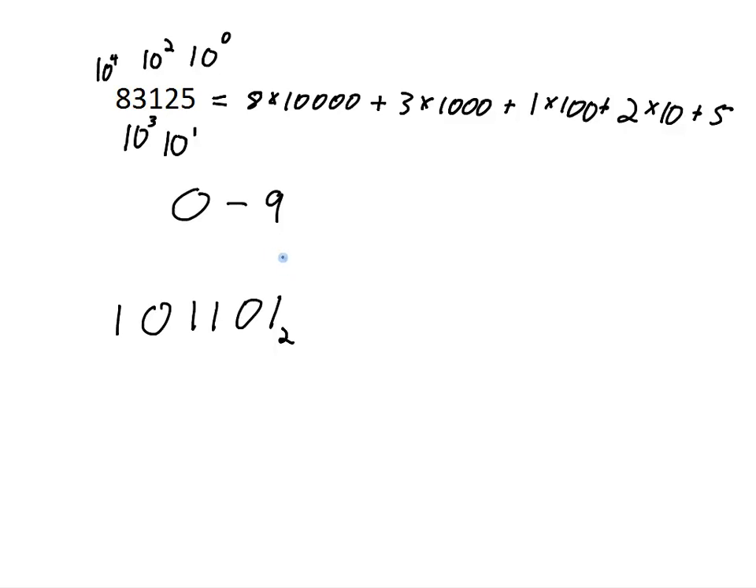So the first place value here is 2 to the 0, or 1. The second place is 2 to the 1, which is 2. The third column is 2 squared, or 4, and then 2 cubed, or 8, and then 2 to the 4th power, or 16, and finally 2 to the 5th power, at least finally for this number, 2 to the 5th power, or 32.